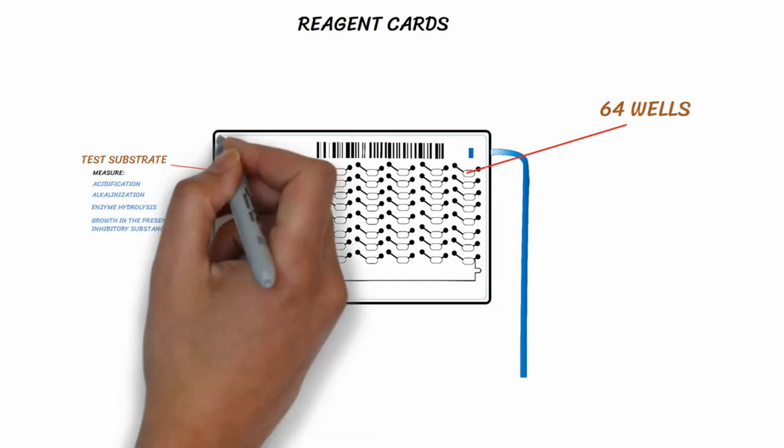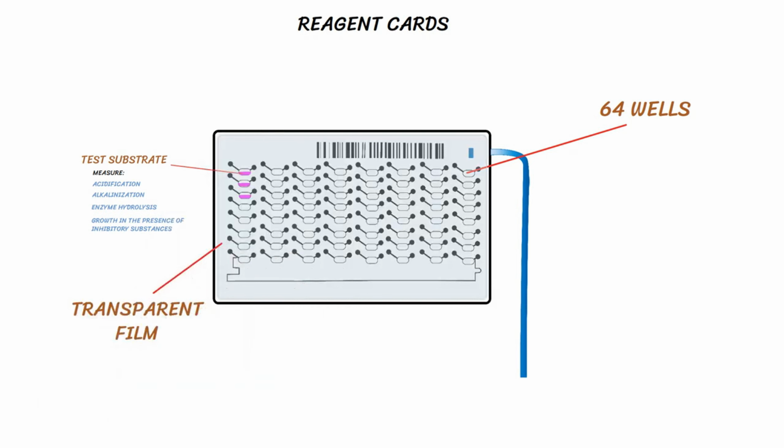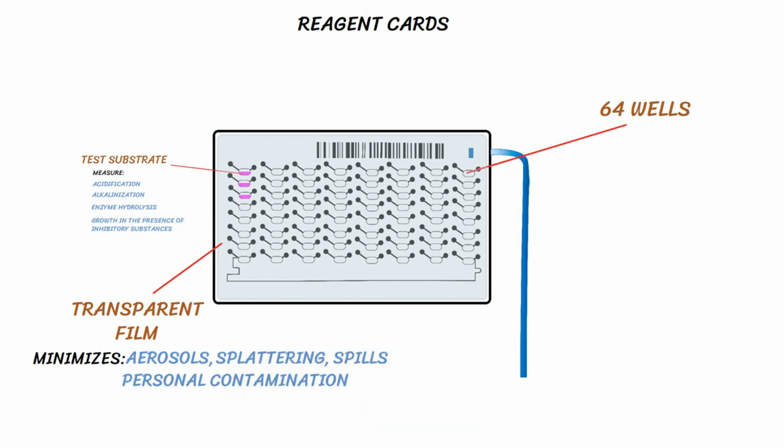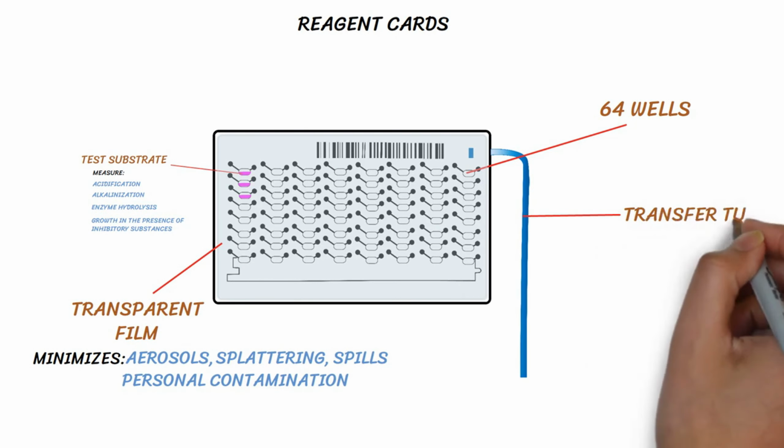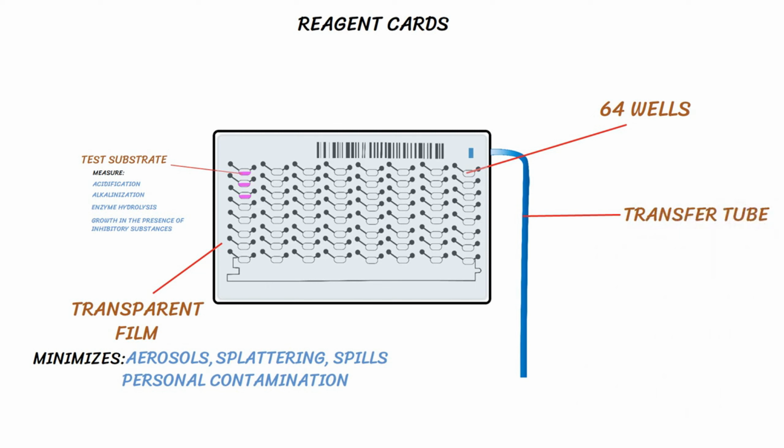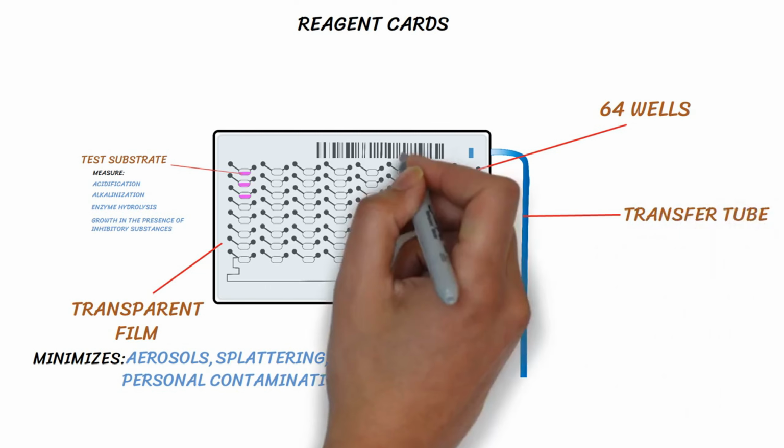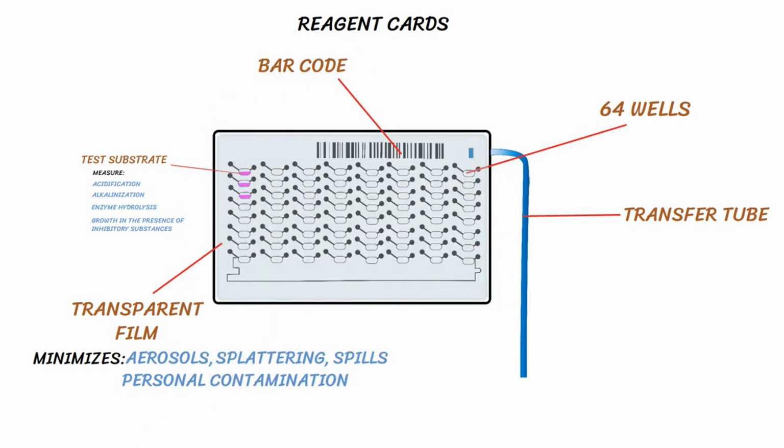The card is sealed with transparent film on both sides, which minimizes aerosols, splattering, spills, and personal contamination. Each card is integrated with a transfer tube for the transfer of microbial culture to the card. Each card has a barcode that contains information like lot number, expiry date, and a unique identification number that can be linked to the sample.